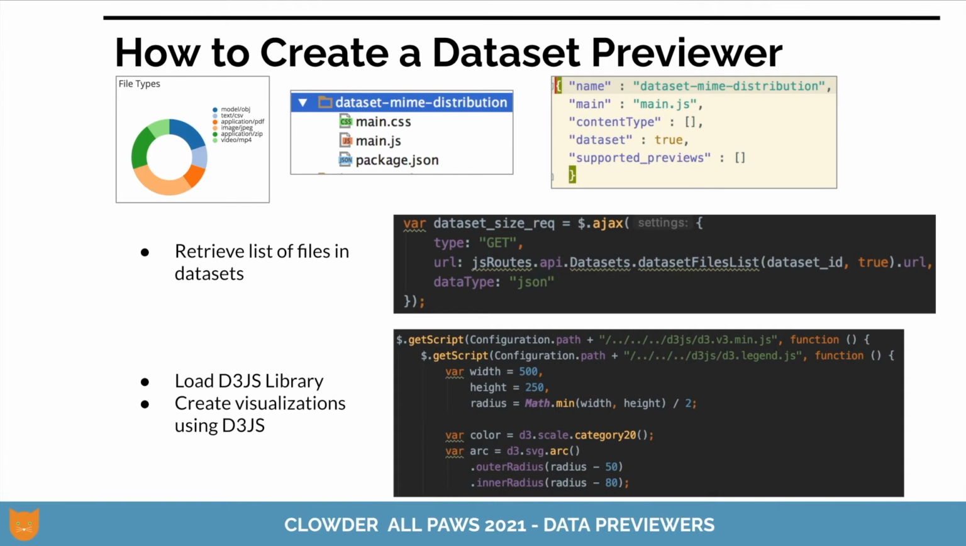Furthermore, since this example uses an external library, as you can see in the main.js at the bottom right, we can actually load external libraries as well. This gives us the flexibility of loading D3 into the previewer and then use it to produce our donut chart.